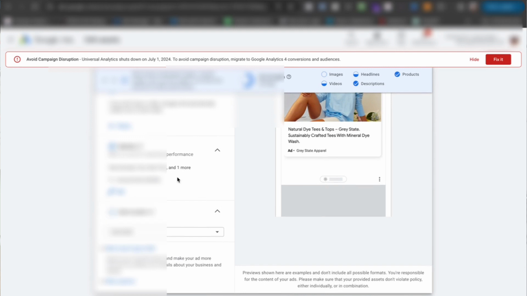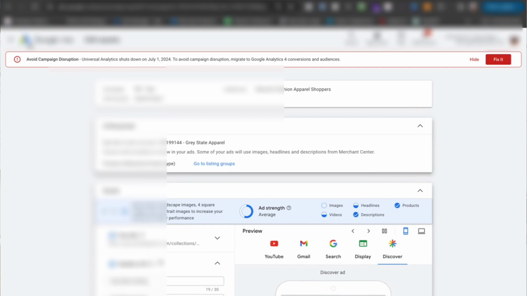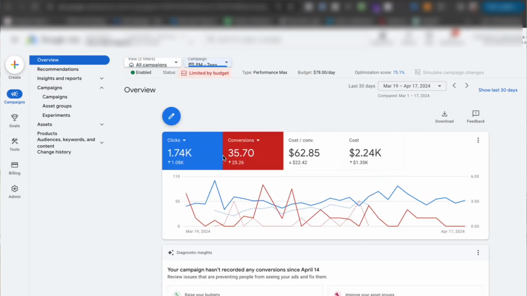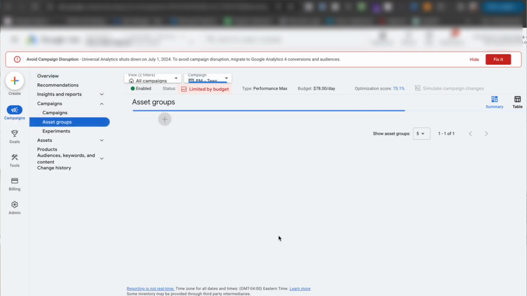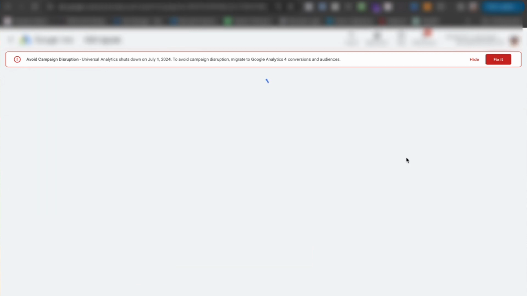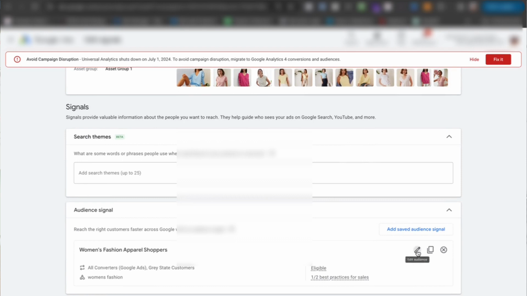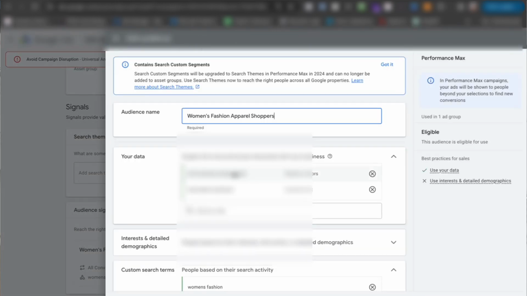Let's go back and look at the audience signals for the specific campaign. We're looking at tees. If you go back to the asset groups and look at the audience signals, let's break this down. The number one thing is the more data you have on a campaign, meaning the more data being driven to your website and people taking multiple actions, Google uses that data to try to find more people like it. So this is essentially audience signals.